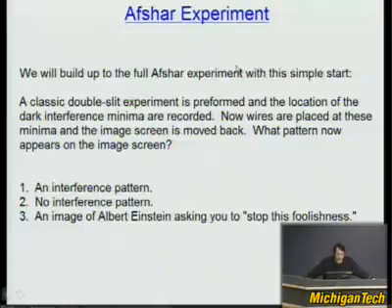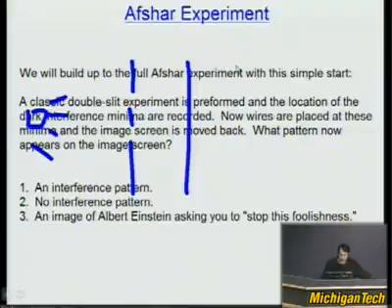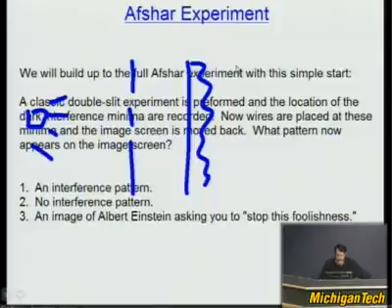A double slit experiment is performed, and the locations of dark interference minima are recorded. Now wires are placed at these minima, and the image screen is moved back. So you have your double slit here. You have your source of photons, could be a laser. You have your double slit, and then you have an image screen. On this image screen, you get an interference pattern. So we'll show it like that.